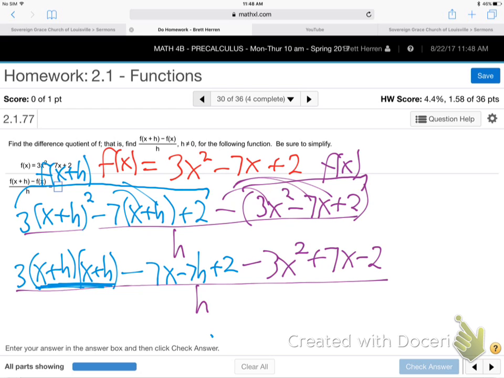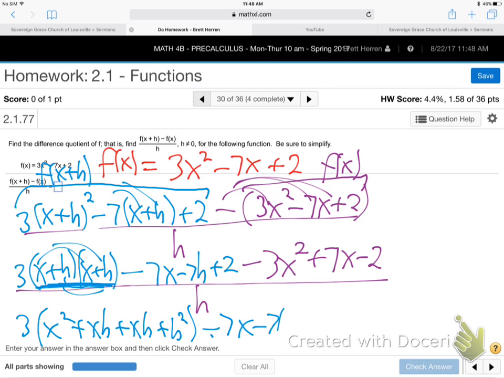So anyway, anything you do other than that is okay. Probably easiest is just go ahead and do the FOIL. Let the 3 just sit there and do the 3 through the answer. So boom, boom, boom, boom. You're going to get x squared plus xh plus xh plus h squared, minus 7x minus 7h plus 2, and then all the other stuff, minus 3x squared plus 7x minus 2, all over h. I'm out of time, aren't I? So that's good enough. I think you can get it from there, and just keep on going. All the non-h terms should drop out.